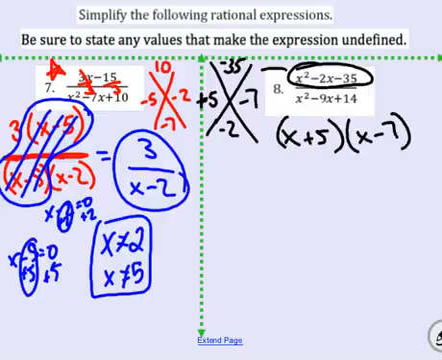Now then when I do the bottom, right, I look at this, I see negative 9 on the bottom, positive 14 on top.